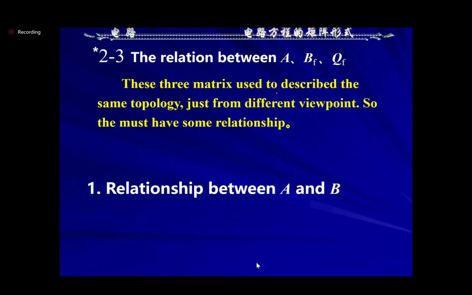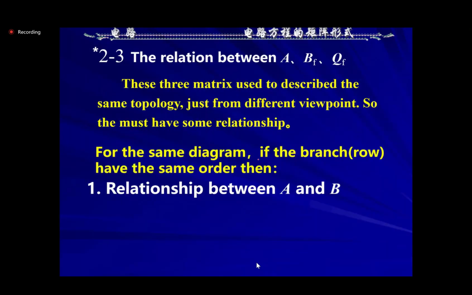These three matrices are used to describe the same topology, just from different viewpoints. A describes the node and branch relation. B describes the loop and branch relation. Q describes the cutset and branch relation. So there must be some relationship among A, B, and Q. First, the relationship between A and B.